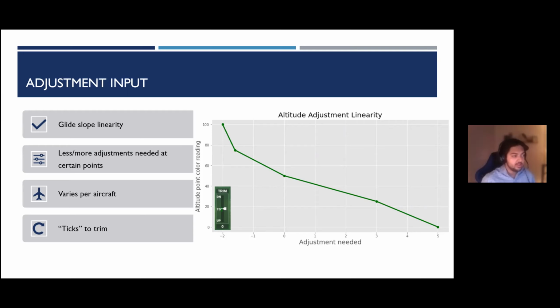This could be fed into the game model, into the game engine from the model, determining how much altitude adjustment is needed to make those lights line up. And this also varies per aircraft, as we use one aircraft. However, different aircrafts have different trim characteristics.